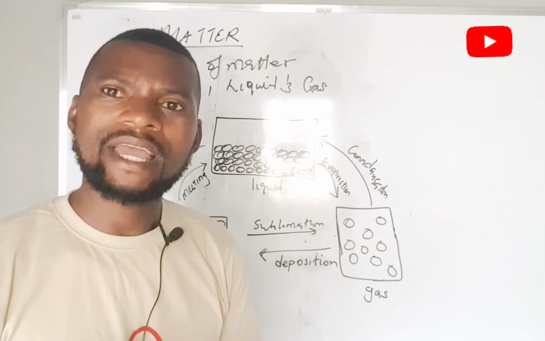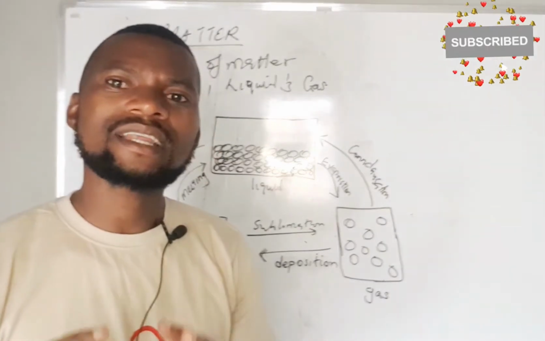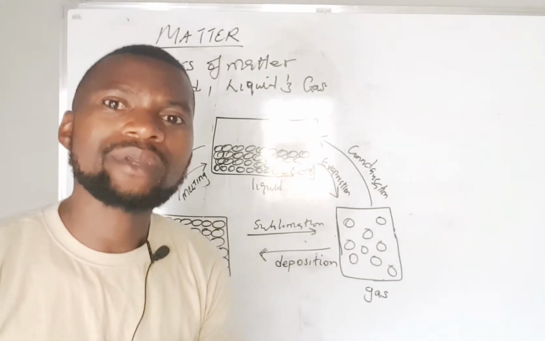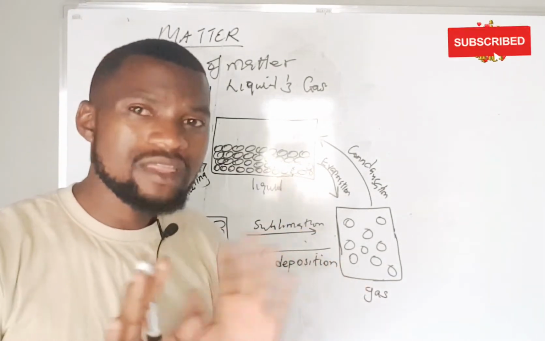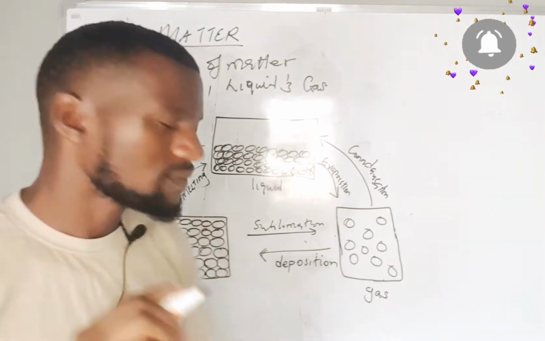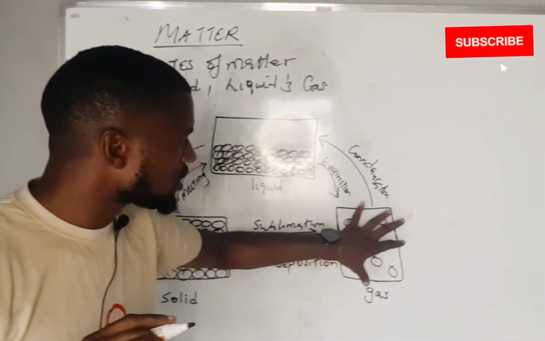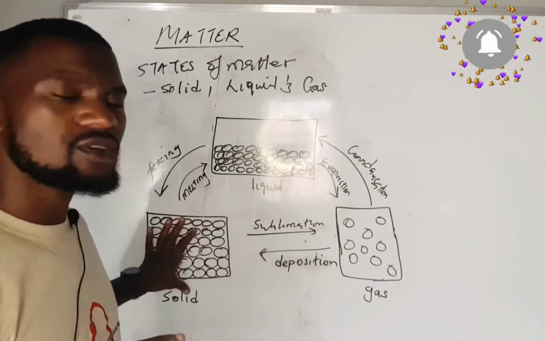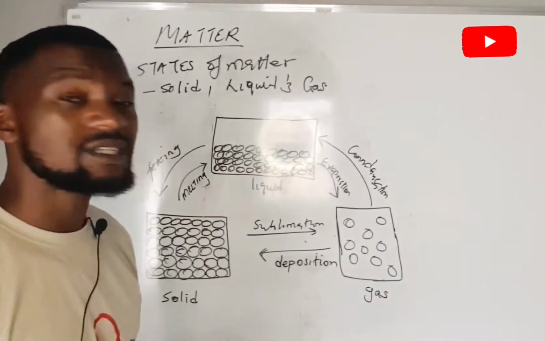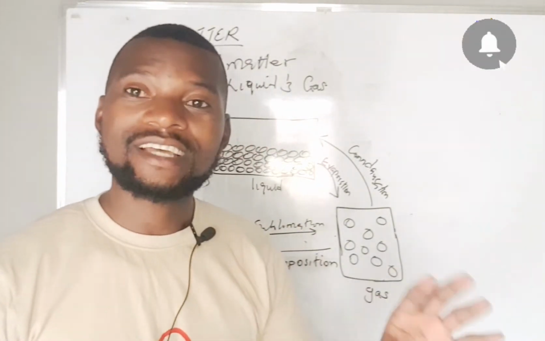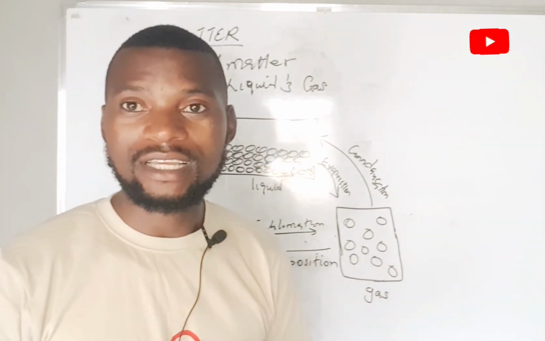At the same time, there are some substances that are able to change state from gas directly to solid without passing through the liquid state. This change of state from gas to solid is what is known as deposition. So there are certain substances that undergo that particular change.